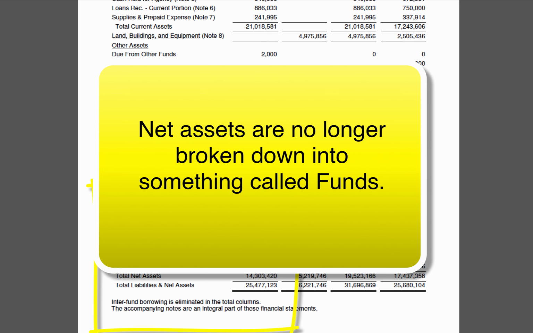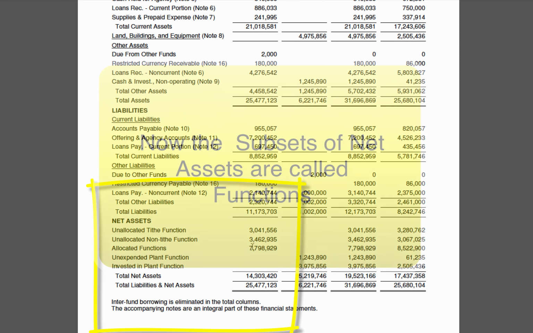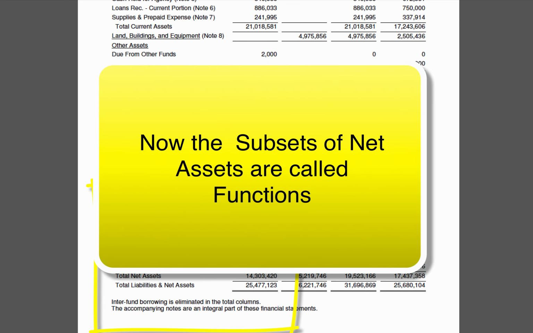So if you're a little bit confused between what's a fund and a function, it's an honest confusion, because in the olden days we called these functions down here funds, but it was really a misnomer or confusing, because they weren't really money down here that could be spent like a retirement fund. So what we've started doing in the Adventist world is that we call these little subsets, these divisions of net assets, we call them functions.